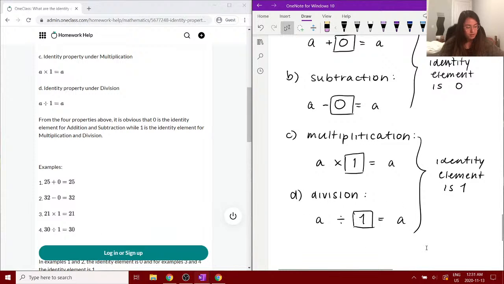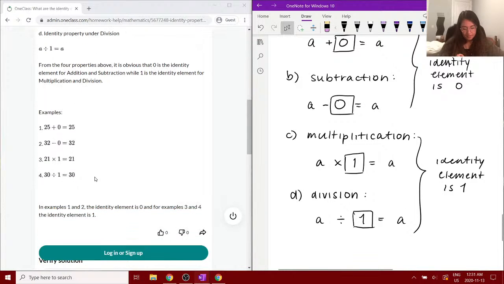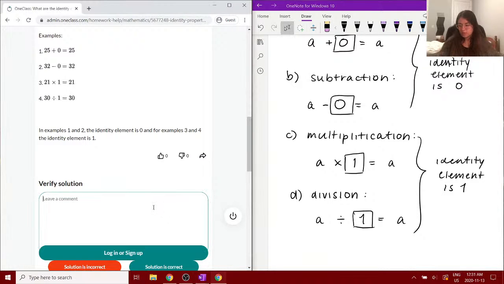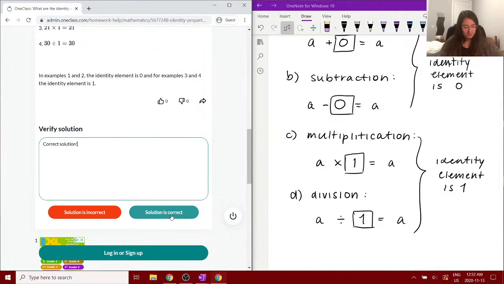You apply this here. Okay? So you can see that in examples 1 and 2 with addition and subtraction, the identity element is 0. And for examples 3 and 4 with multiplication and division, the identity element is 1. So that solution is correct. And we can move on to the final 2 examples.